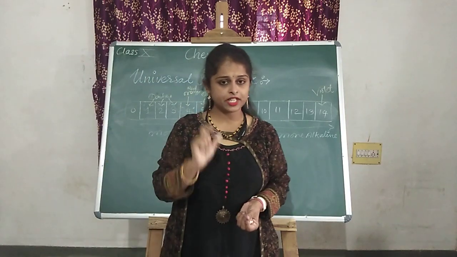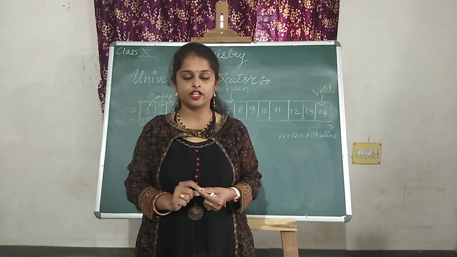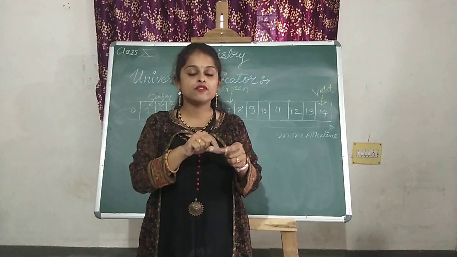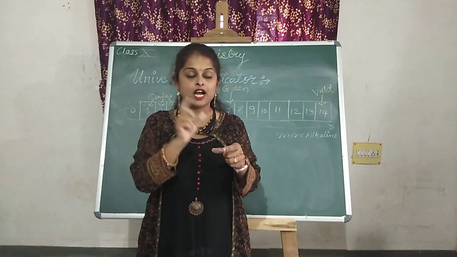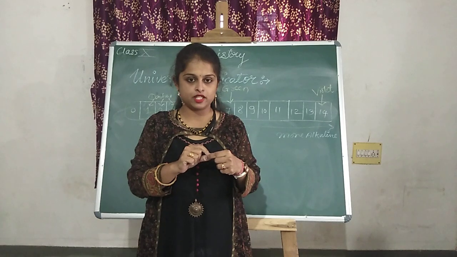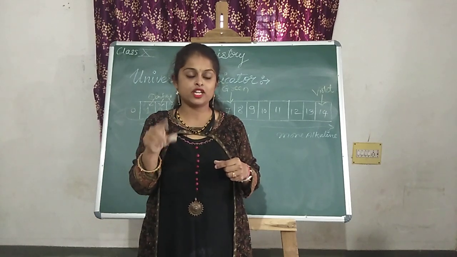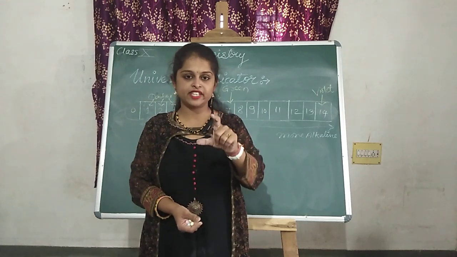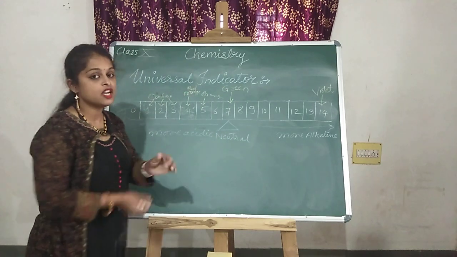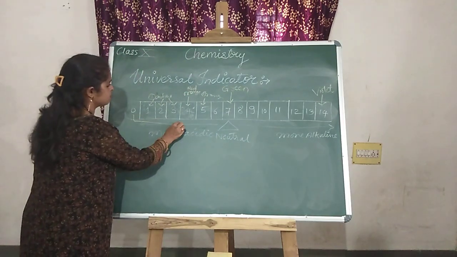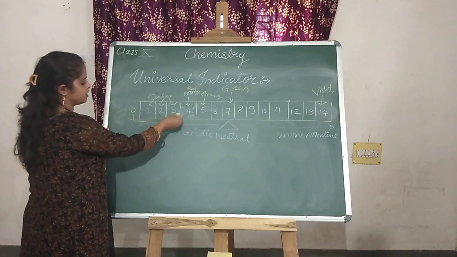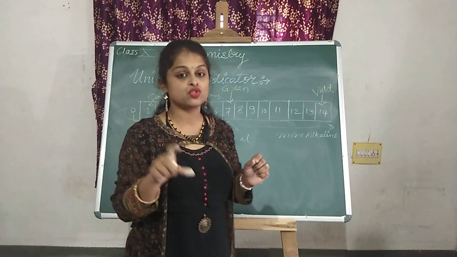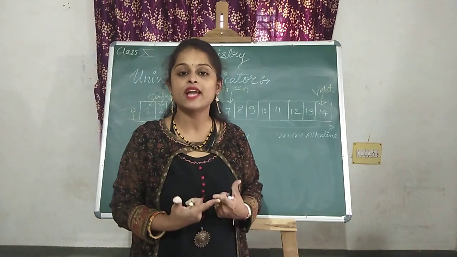See, take a strip, okay? Any strip you take, or any solution you take. On that strip, put the universal indicator. Otherwise you take the test. I told you about the litmus paper test. What happens? Blue litmus turns into red. Otherwise you take the basic test, red litmus turns into blue. If you take the red color, that red color comes in this range, from 0, 1 to 3. It means that red color shows that the particular substance or solution is a strong acid.